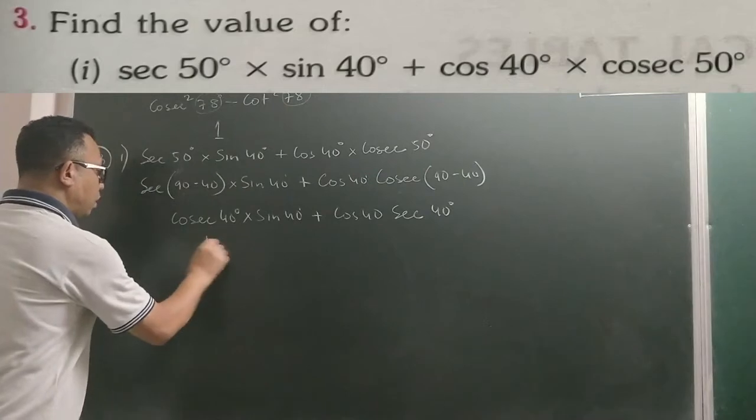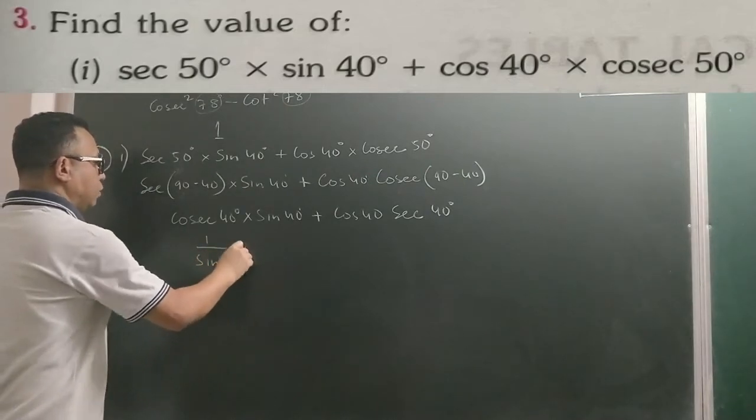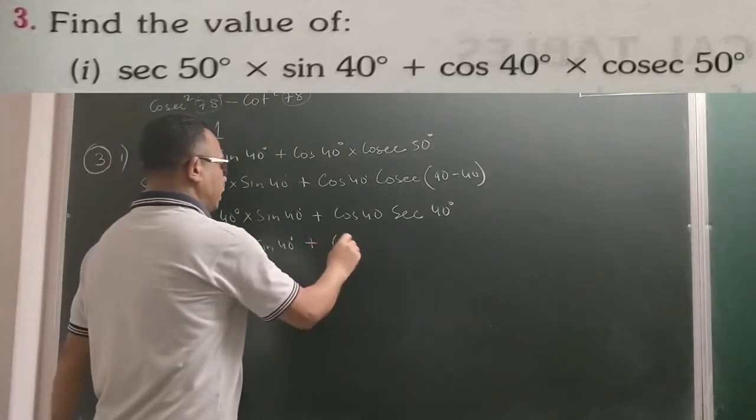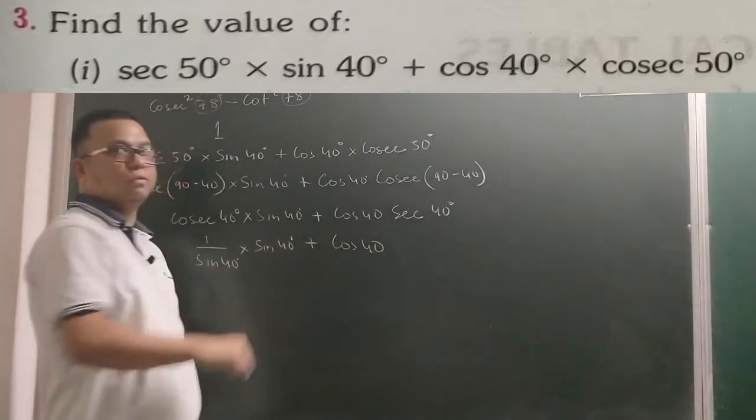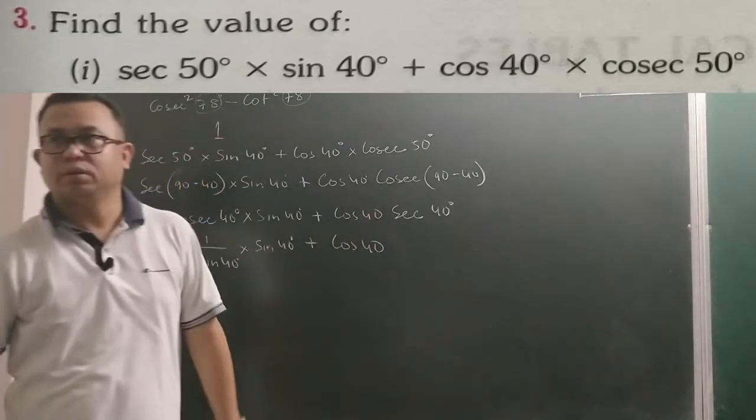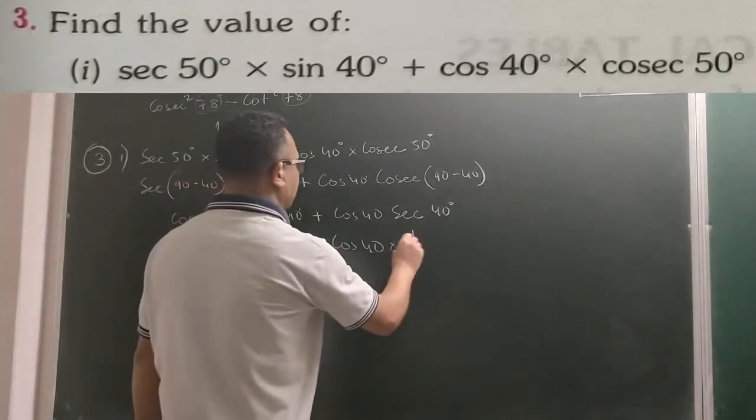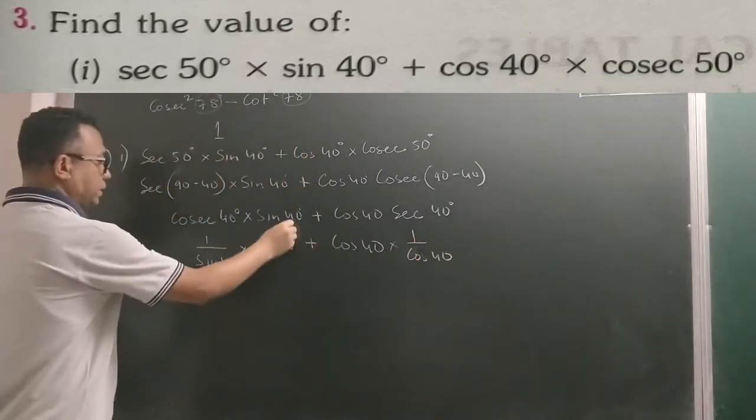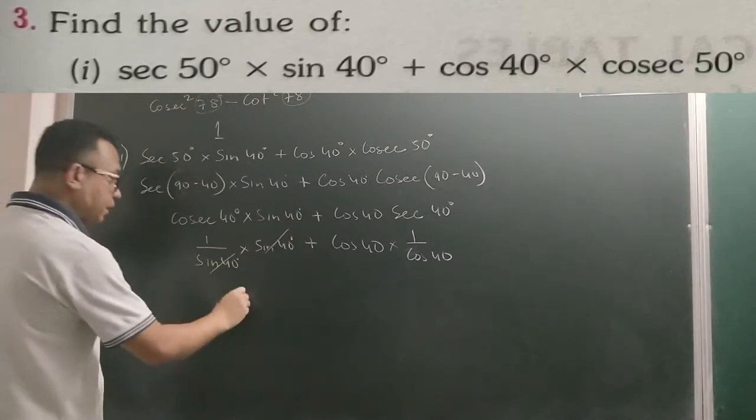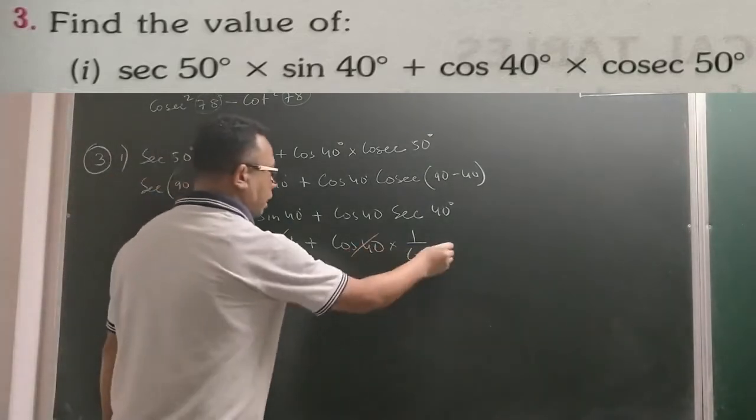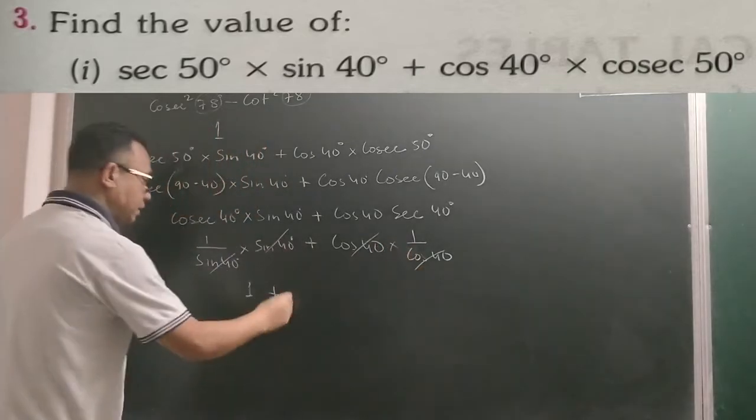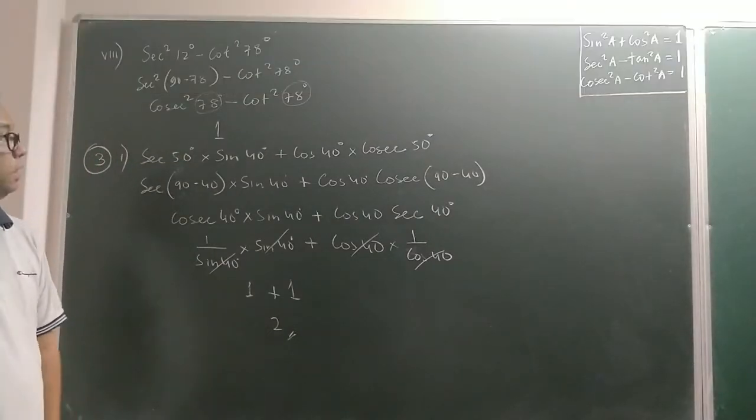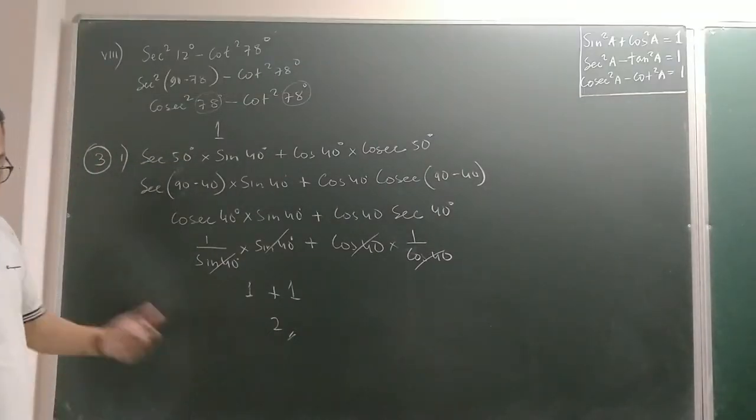So this cosec I'll write 1 by sine 40 into, that is already sine 40. Then plus, this is already cos 40, and you know that, like in the case of cosec and sine, sec is also a reciprocal of cos. So sec 40 I'll write as 1 by cos 40. So here, sine 40 and sine 40 is a multiplication and division and cancellation, so it will be 1 plus, again here cos 40 and cos 40, again division and multiplication and cancellation, 1. So 1 plus 1 is 2. Yeah, like this.